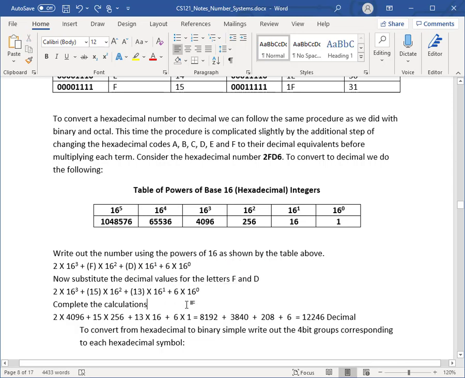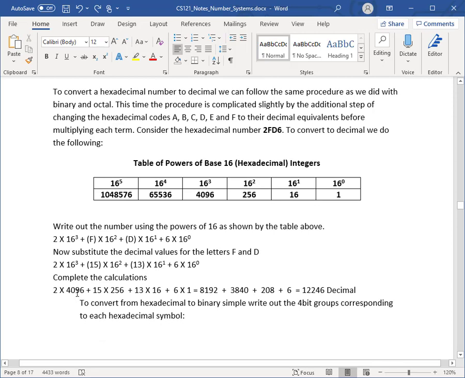Now we can do the calculations. Okay, so 2 times 16 cubed plus 15 times 16 squared plus 13 times 16 plus 6 times 16 to the 0, which is 1. And then we add those together, and the resulting decimal value is 12,246. So if you have a hexadecimal value, then you can pretty easily convert that to decimal. The only real trick to this is that we have to replace those letters by the actual values in decimal before we can do the calculations down here.